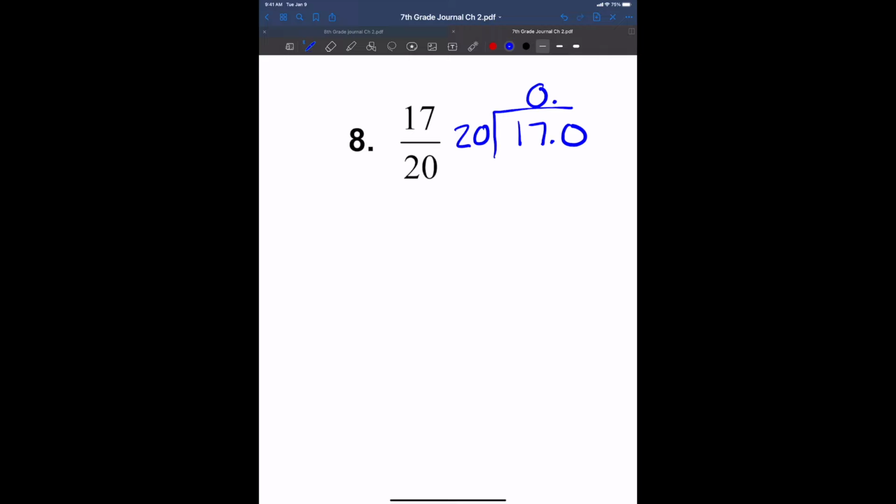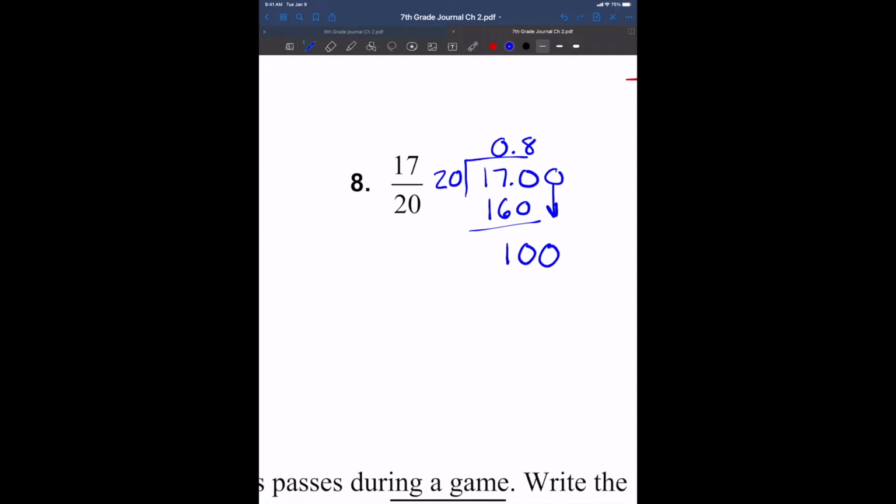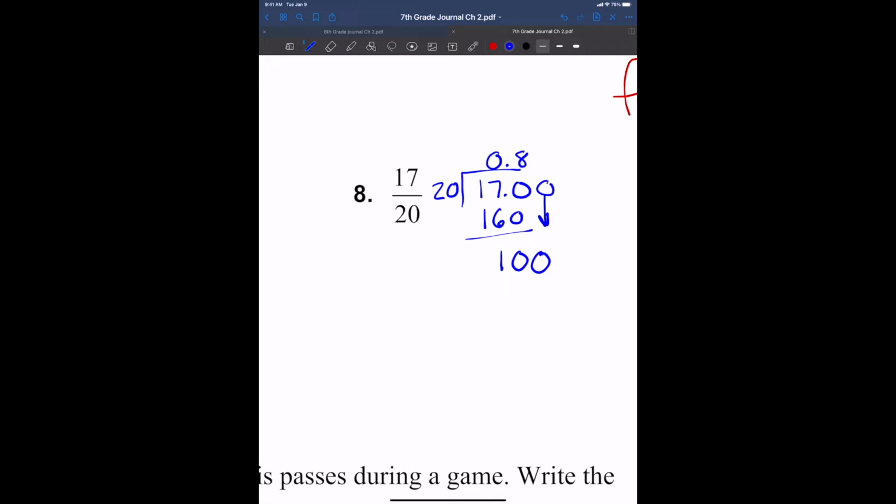20, 40, 60, 80, 100. Ooh, Christine's counting by 20s. That's smart. 160. 8 times 8 would equal 160. Perfect. Good thinking, Christine, to count by 20s. So you're saying it equals 8, bring down another 0. Now it's 100. Oh, this will be nice. It'd be 5. 5 times 20 is 100?